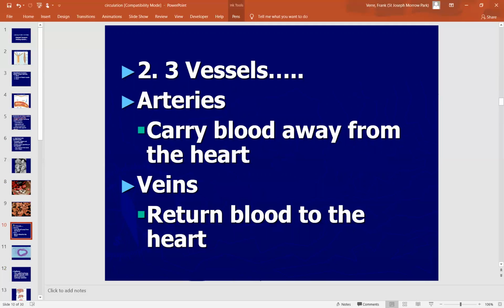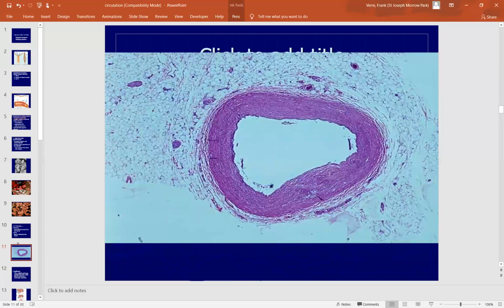Arteries are the thickest ones, and the reason why is because they're under the most pressure, because their job is to move blood away from the heart. So what happens is when your heart pumps blood, it forces the blood into the arteries. So the arteries are under extreme pressure, so they have to be really, really thick. Here's a nice cross section of an artery. You can see that the artery wall is very, very thick because it's under the most amount of pressure.